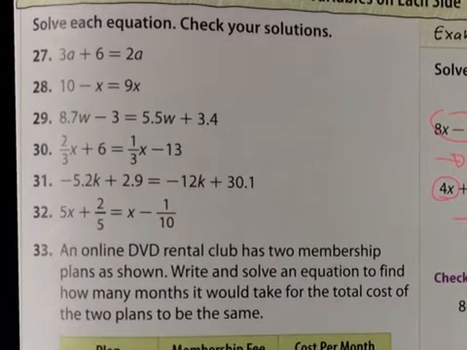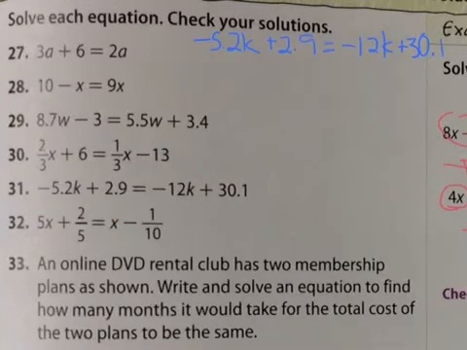Let me see here. Let me help you out with 31, which looks the longest. I've started by copying it right up here, exactly the same: negative 5.2k plus 2.9 equals negative 12k plus 30.1. You can see it right there. It's not as neat, but it's legible.